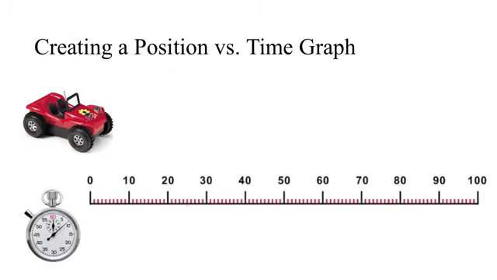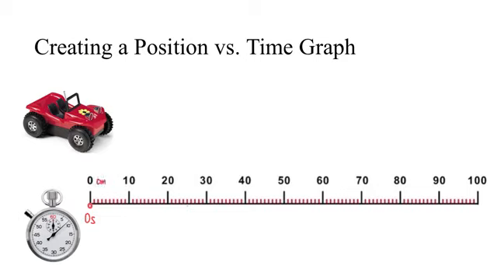Let's walk through an example of creating a position versus time graph, and this is the very same example we did together in class. Imagine that we have a constant velocity buggy car, and by that I mean it travels the same distance every second, and let's say that it has a speed of 20 centimeters every second. So you let it go, and at the beginning, it's there at the 0 centimeter mark. These are all going to be centimeters.